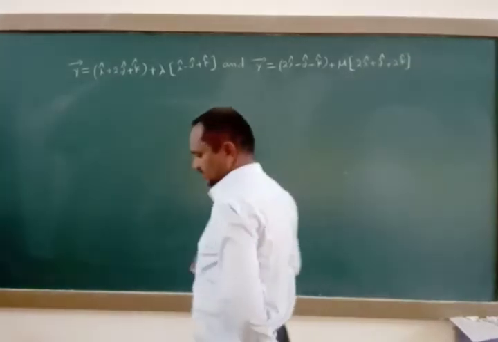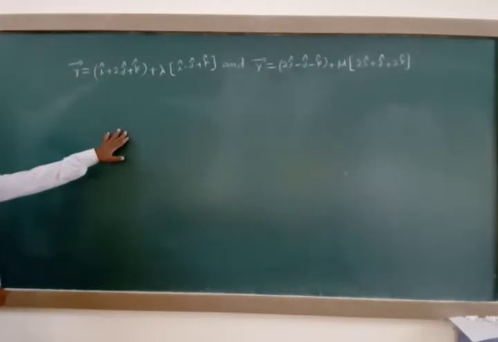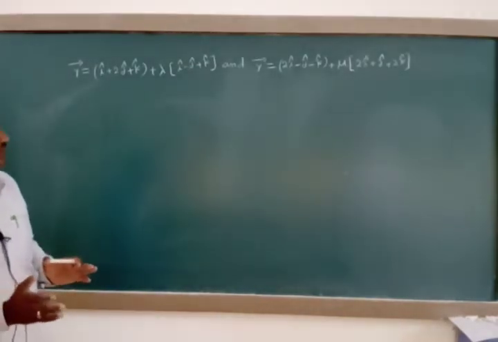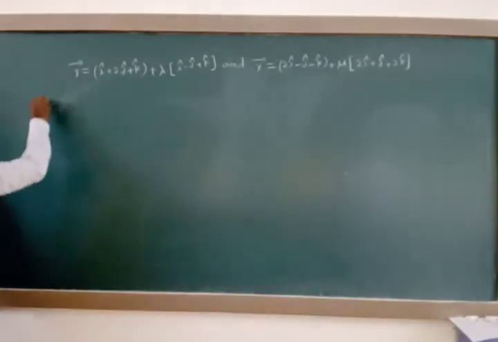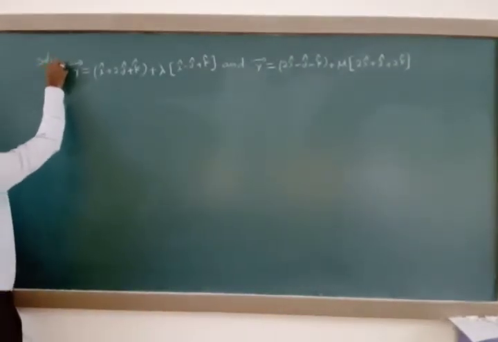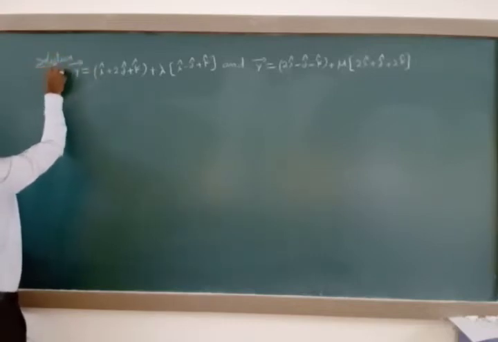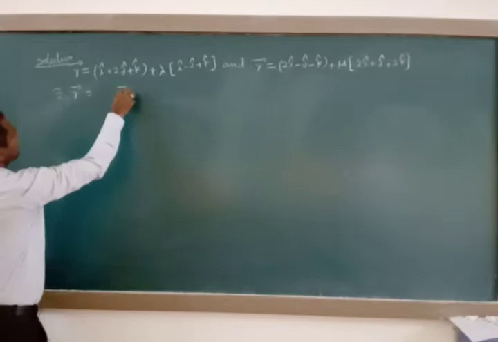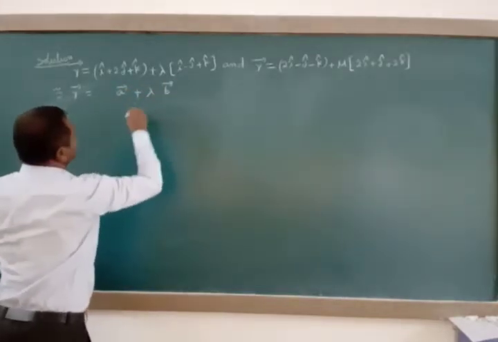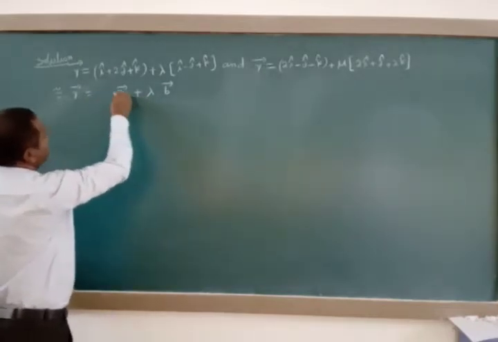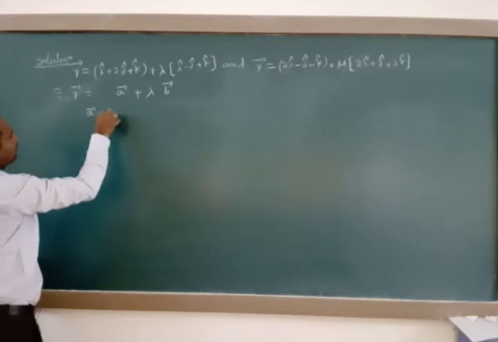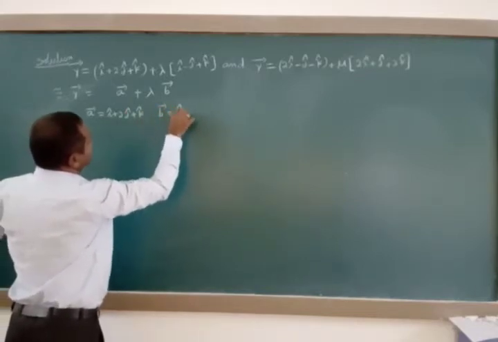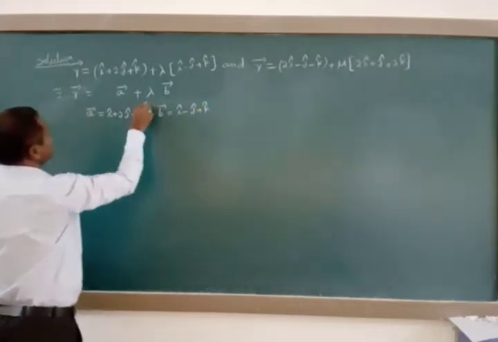They gave two lines here. These two are skew lines, and we have to find the shortest distance between them. The solution for this question: comparing the first line with the standard form, r vector equals a vector plus lambda into b vector, you get a vector equals i cap plus 2j cap plus k cap, and b vector equals i cap minus j cap plus k cap. This is one vector.